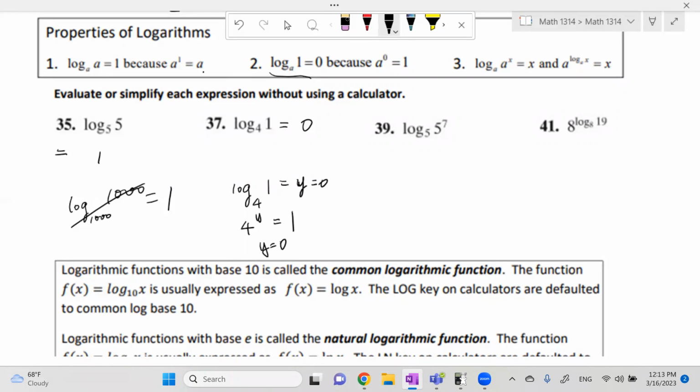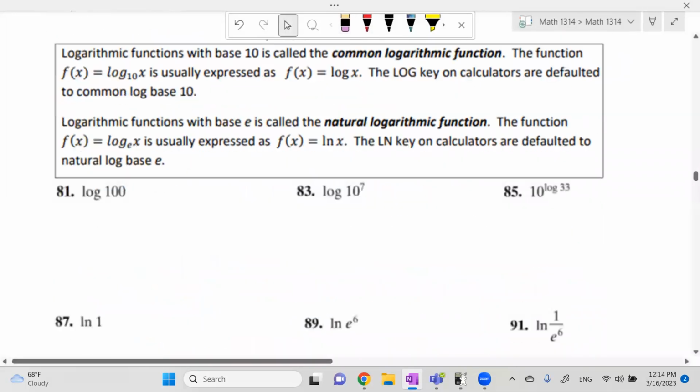But I prefer you memorize this property. If here is 1, we always get 0. All right, let's see the next example. What property am I using? Base is 5, and here is 5. We cross this out, we have 7. And base is 8, and log base 8, we have 19. Clear? All right, let's see the next part.